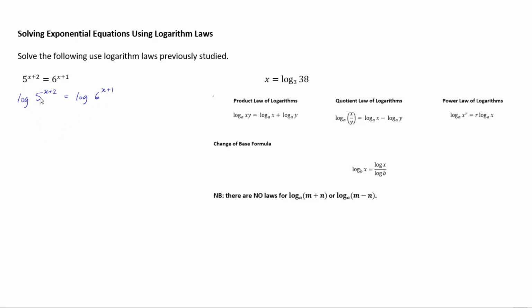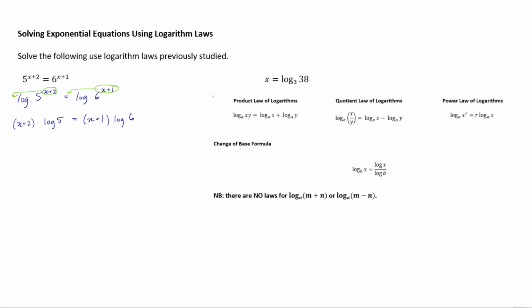So I'm taking the log of a number with an exponent. And as you can see here, if I take the log of a number with an exponent, that exponent can be brought forward and placed in front as a coefficient. So this x plus 2 can be brought forward here, and this x plus 1 can be brought forward here. So effectively, I've taken the x out of the exponent. So this becomes bracket x plus 2 times the common logarithm of 5 is equal to bracket x plus 1 times the common logarithm of 6.